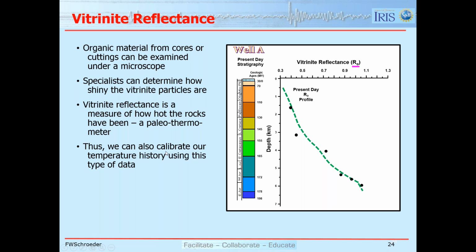So we can also calibrate our temperature model using not just present day temperatures, but we can also use vitrinite reflectance. And so again, here we show vitrinite reflectance on the x-axis, depth on the y-axis. The black circles are the vitrinite reflectance values picked by an expert, and the dashed green line is the modeled vitrinite reflectance given our analysis of the subsidence and the heat flow history.